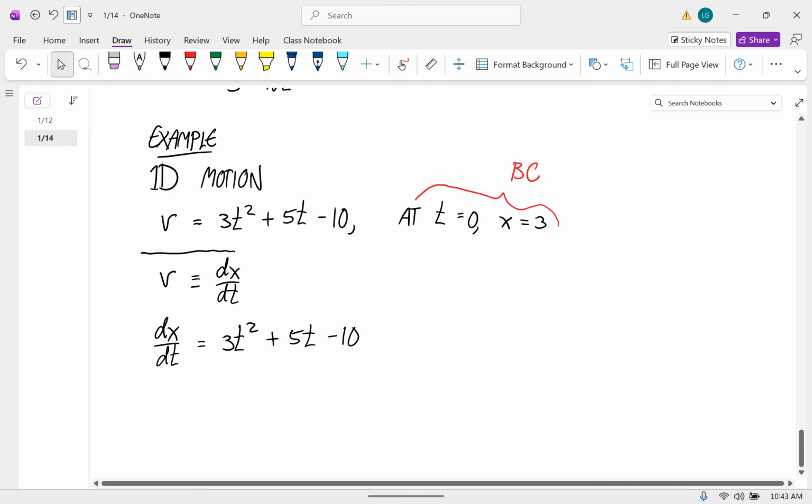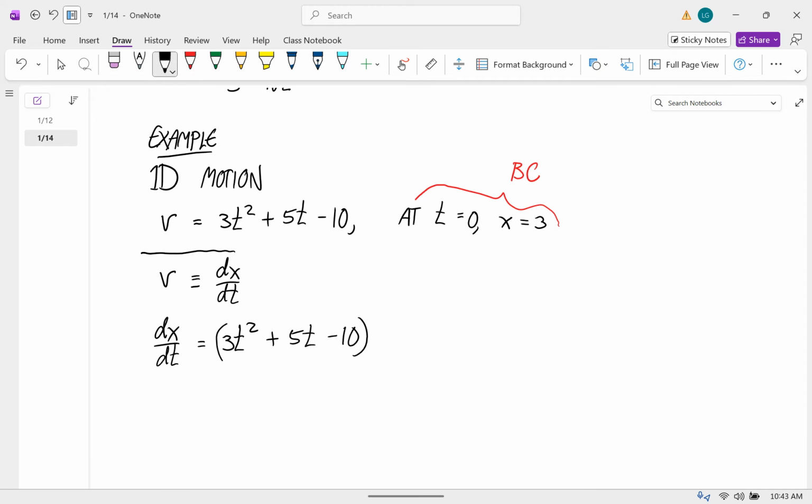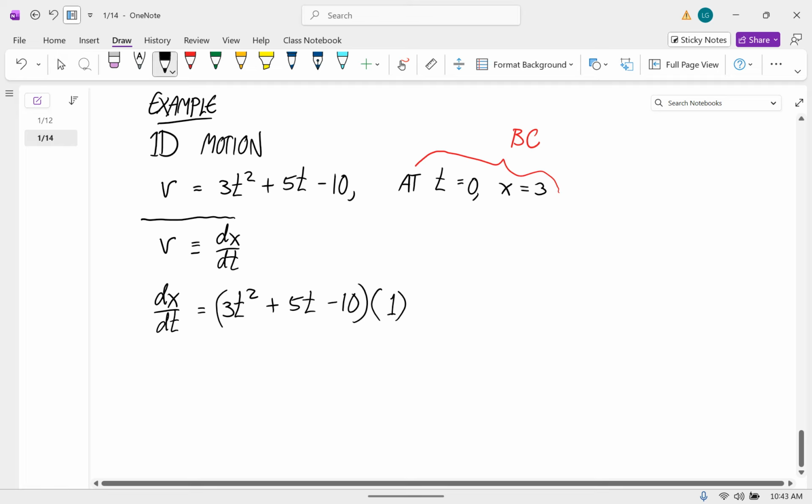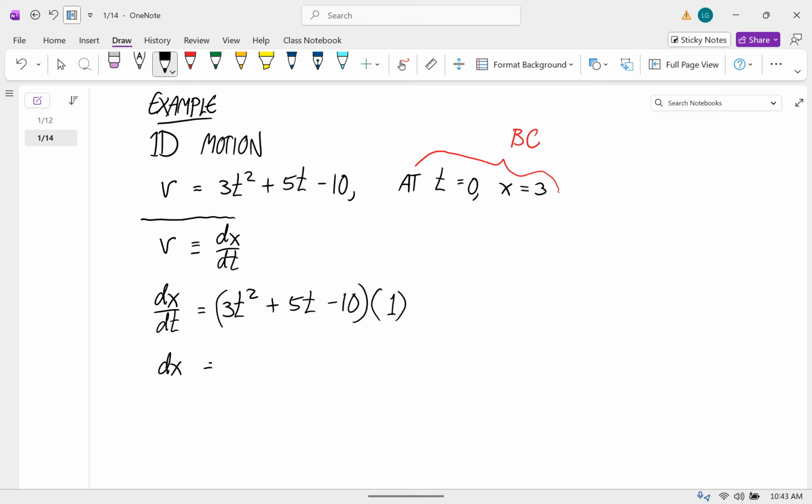And then you can think of this times 1. So this is our function of t in the first set of parentheses multiplied by our function of x in the other one. And now we'll separate them, get all the x stuff on one side, that's just dx. Get all the t stuff on the other side. So 3t squared plus 5t minus 10 all times dt. And now we can integrate both of these.